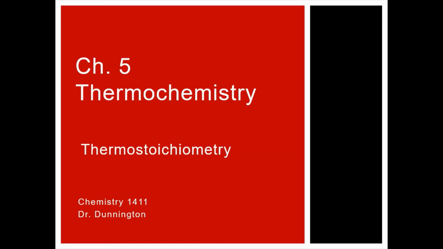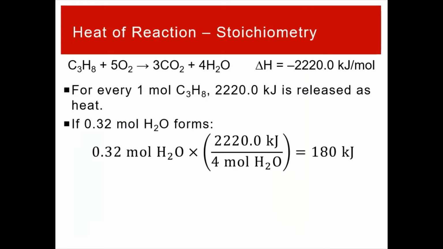Now we want to talk about thermostoichiometry. All right, so we have our chemical equations, and now we have these delta H's that quantify the associated heats for those reactions. And how we can interpret this, if we look at those units, delta H is kilojoules per mole. That is energy per mole.